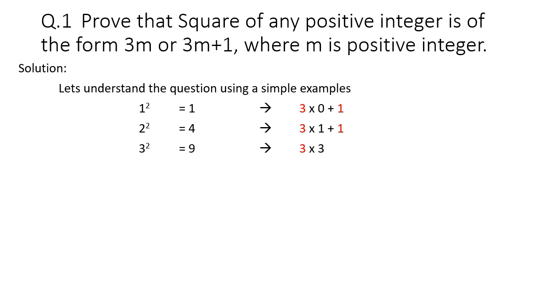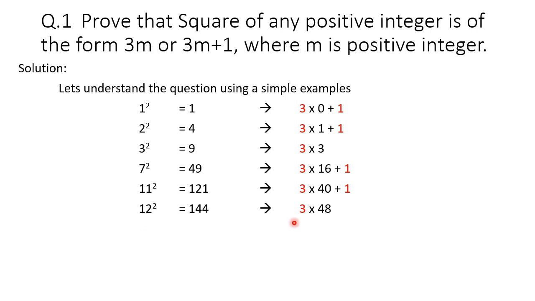Taking an example, 3 square, that is 9. It can be written as 3 into 3. 3 into 3 is 9. If I am taking one example, 7 square. 7 square is 49. It can be written as 3 into 16 plus 1. 3 into 16 means 48. 48 plus 1 will give you 49. Take one more example, 11 square. That is 121. 121 can be written as 3 into 40 plus 1. 3 into 40 is 120, plus 1, that is 121.